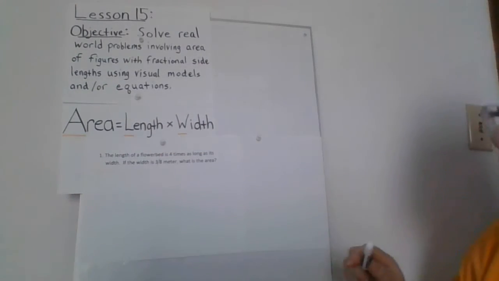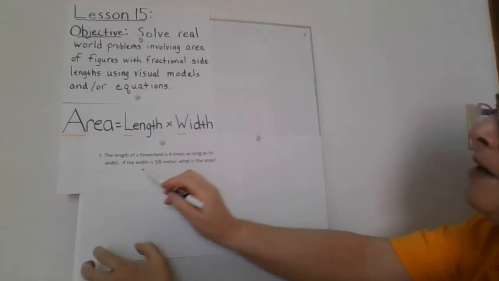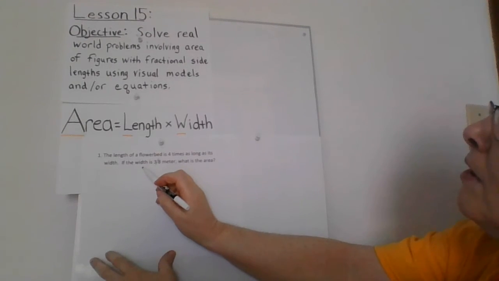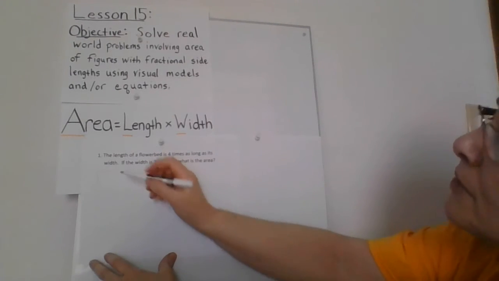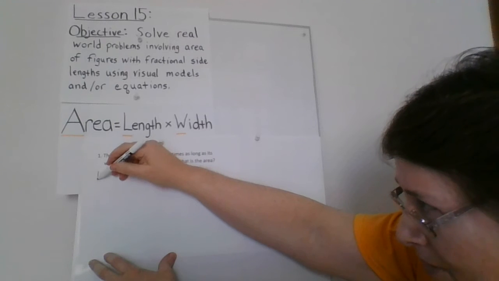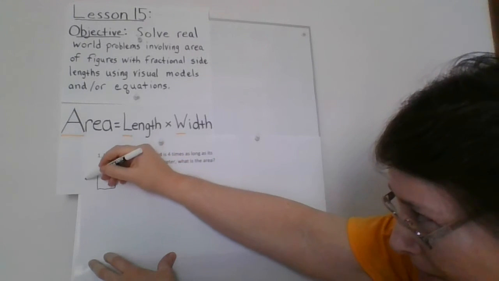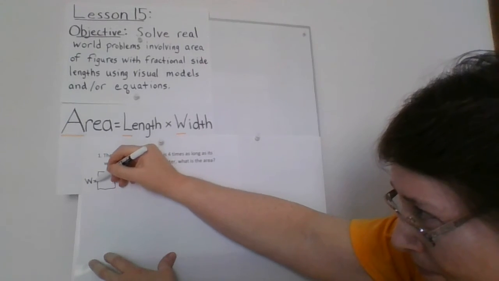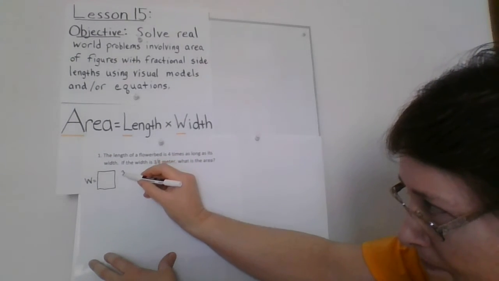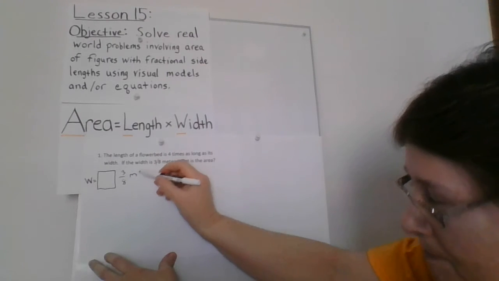Question number 1 says, the length of a flower bed is 4 times as long as its width. If the width is 3/8 of a meter, what is the area? So they told us that the width of the flower bed is 3/8. So I'm going to start off with my little model here. My width is 3/8 of a meter.